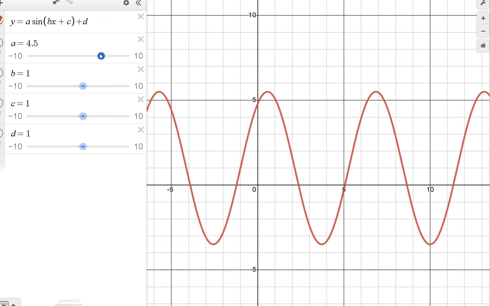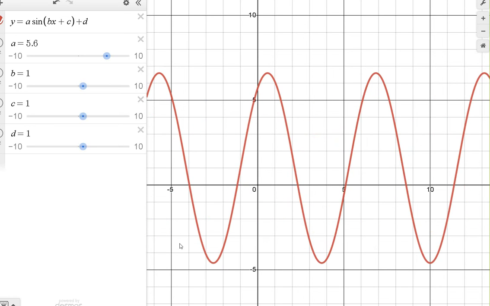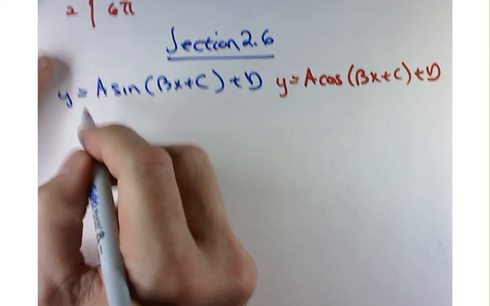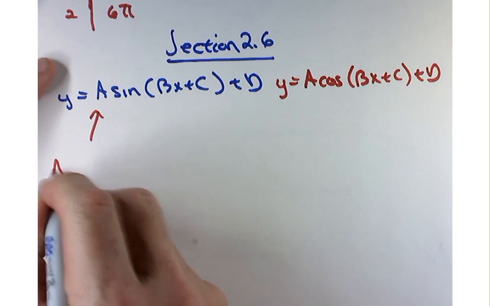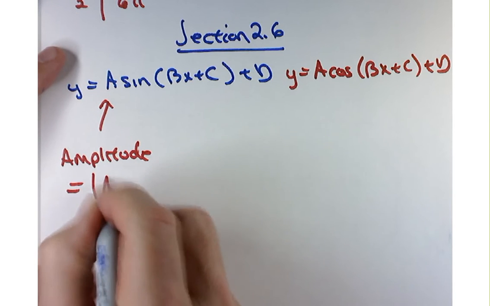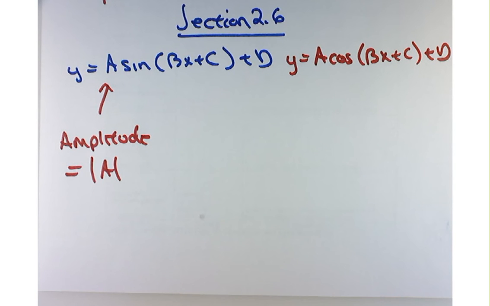Yep, changes the amplitude. So perfect, thank you. So A adjusts the amplitude. The amplitude is equal to the absolute value of A. So if it happens to be negative, it's not going to affect the absolute value. So the absolute value of A is just going to be your amplitude.